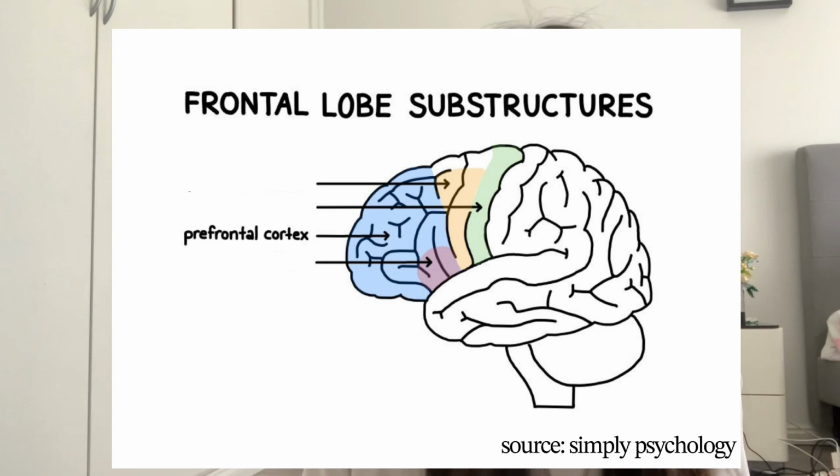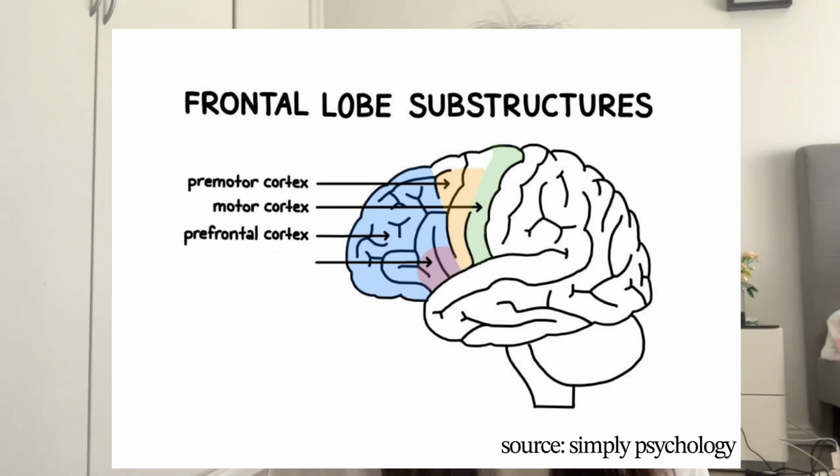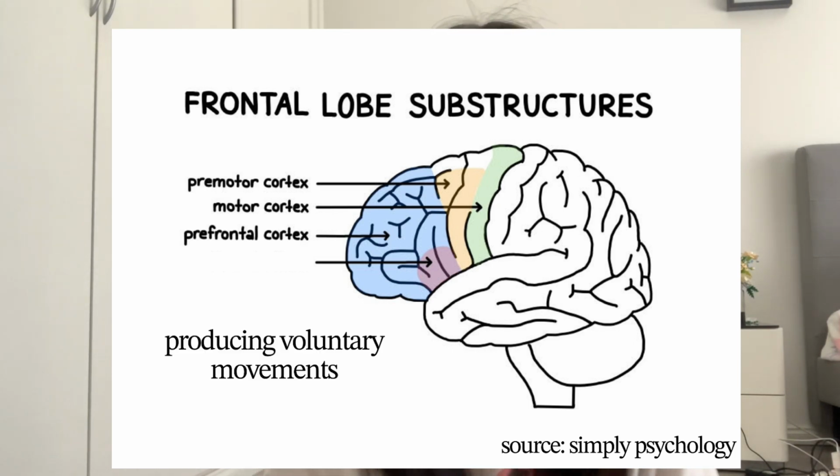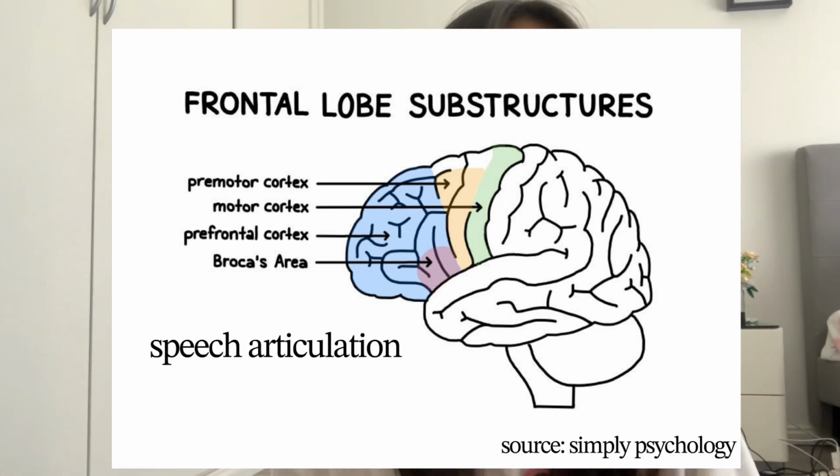Another structure in the frontal lobe is the premotor cortex. And then we have the primary motor cortex, which involves actually producing these movements. The frontal lobe also has an area called Broca's area. This area is specialized in speech articulation.